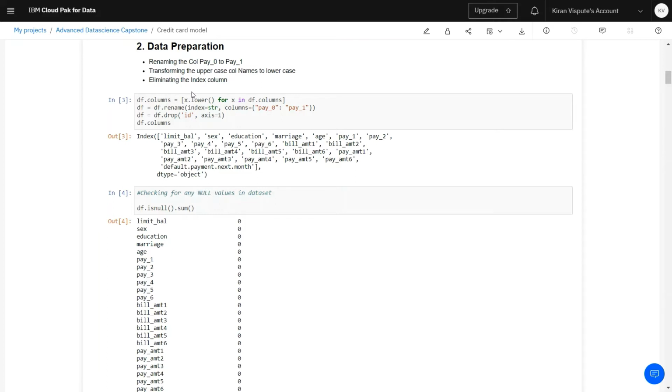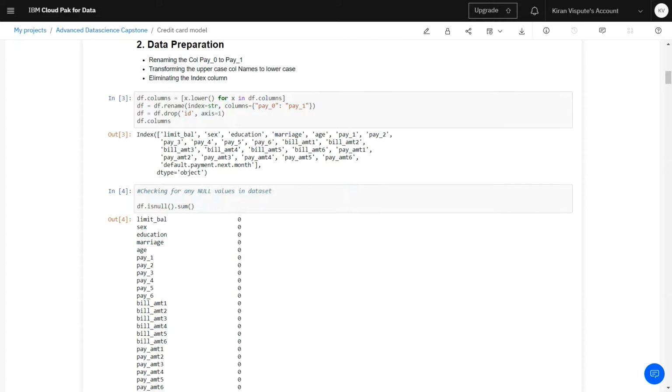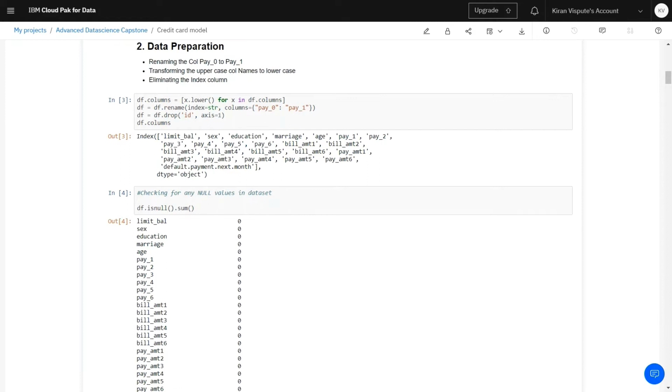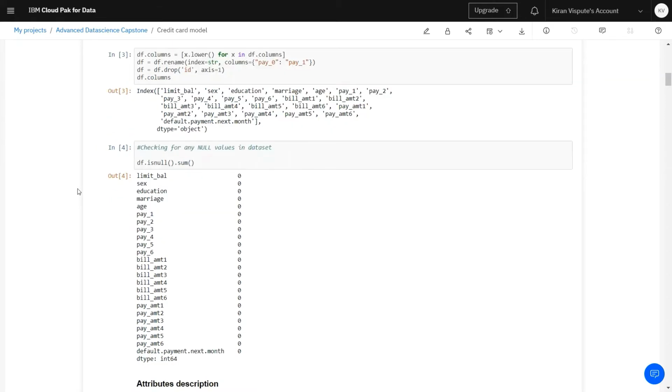First we check if the data contains any null values. None of the values in the data should be null since they influence the data evaluation characteristics. We rename the column pay 0 to pay 1 since pay 0 could not be a 0 month. It has to be the first month that the customer must have made the payment. Second, we transform the names from uppercase to lowercase, just for visual simplicity. Third, we'll be eliminating the index column as a part of feature reduction.